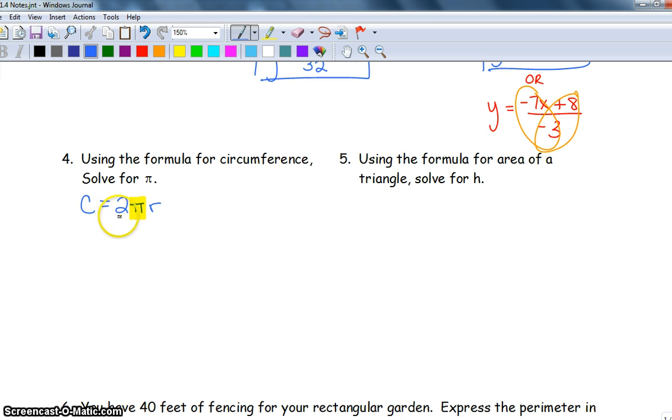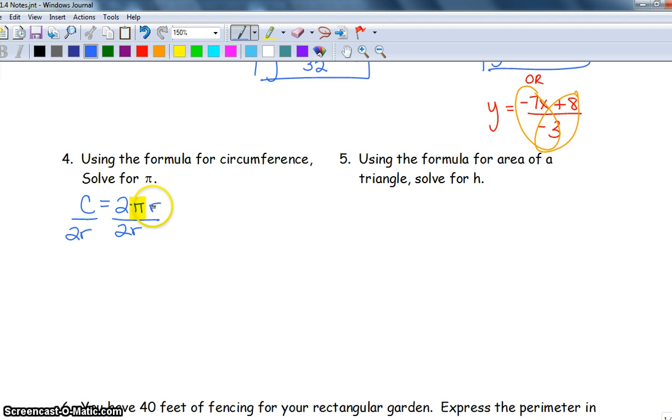On the same side as pi, I've got a 2 and I've got an r. That means that if I want to get pi by itself, I've got to move the 2 and I've got to move the r. This one is actually easier than it looks. I have 2 times pi times r. Since I've only got one term here, with the 2 and the r both being multiplied, I can move them in one step. The opposite of multiplying by 2 is dividing by 2. The opposite of multiplying by r is dividing by r. So I'm going to divide both sides by 2r.